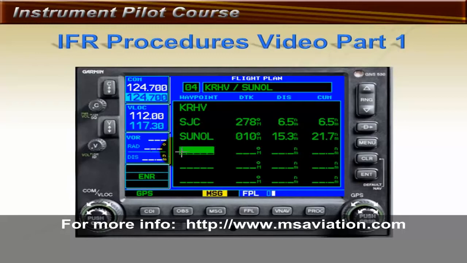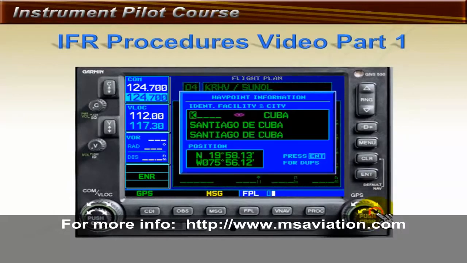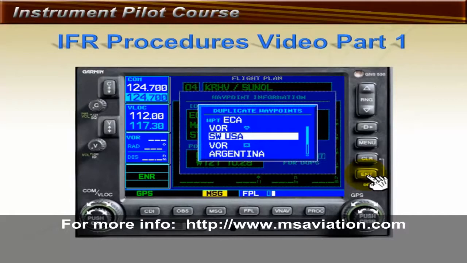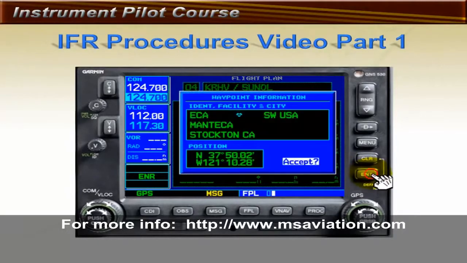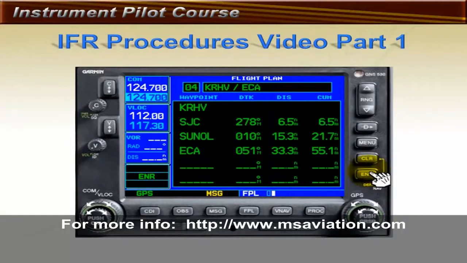Then Victor 195 goes between Sunol intersection and Manteca VOR. So we'll choose Manteca, ECA. That's a VOR. And we'll press Enter to accept that. And it is the Southwest United States VOR that we want, not the one in Argentina. And accept it.